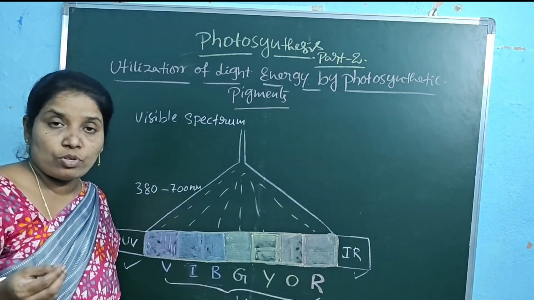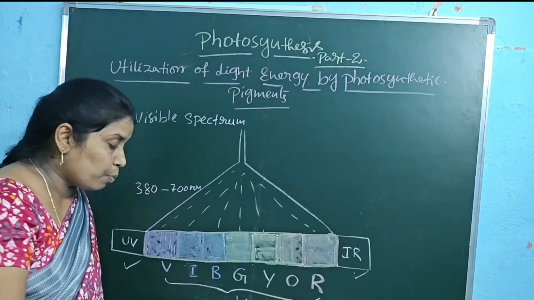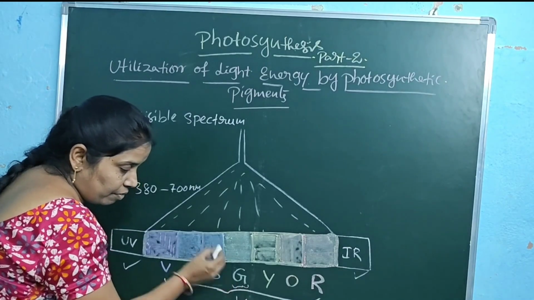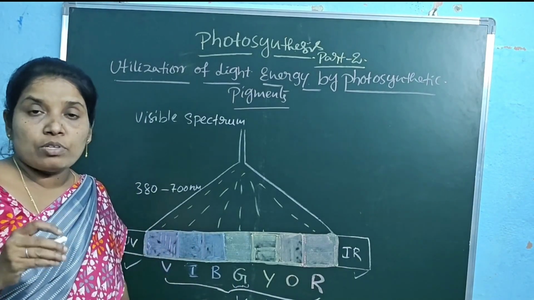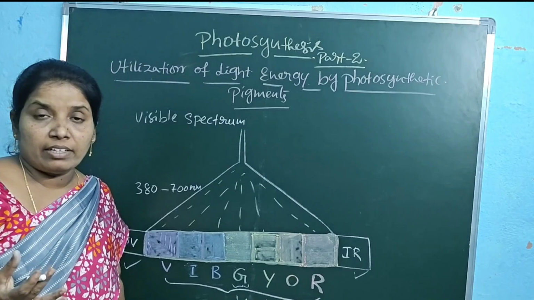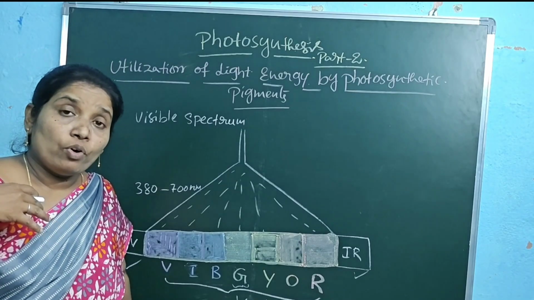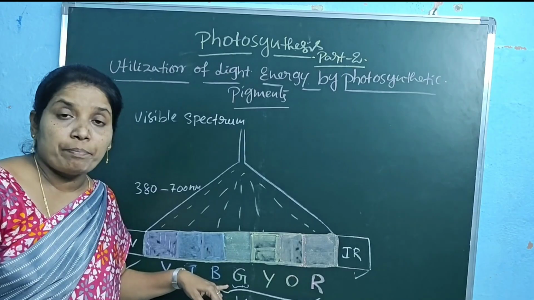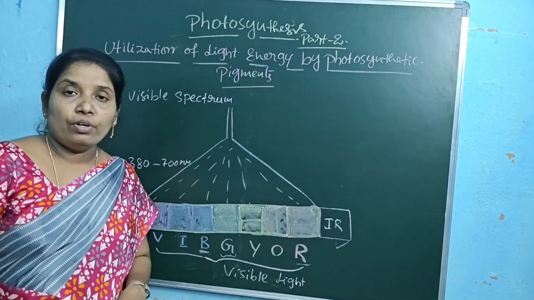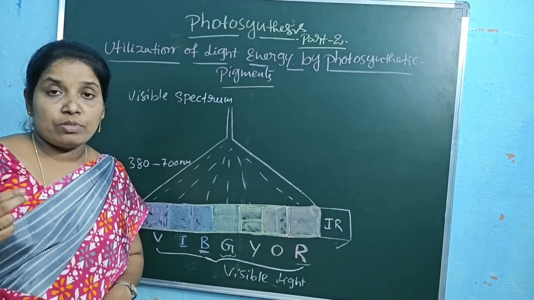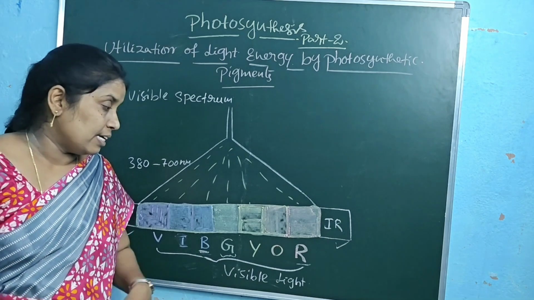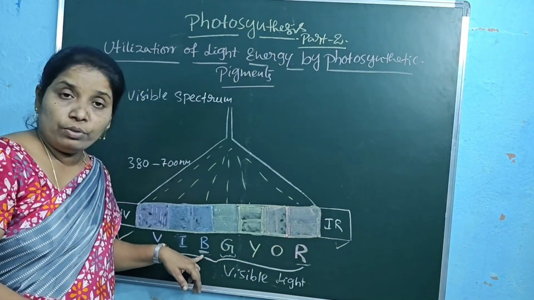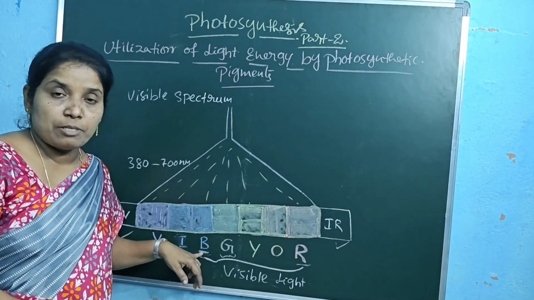Actually, plants absorb very little in the portion of green wavelength. They absorb a very little amount of light there, and they reflect more light in the green region. That's why plants appear green in color. So the chiefly absorbed radiation is the red and blue wavelength of light of the spectrum.